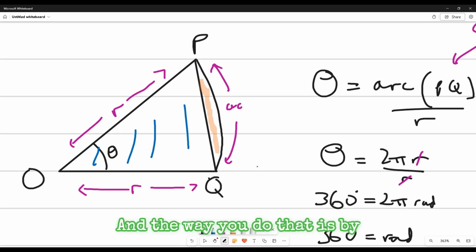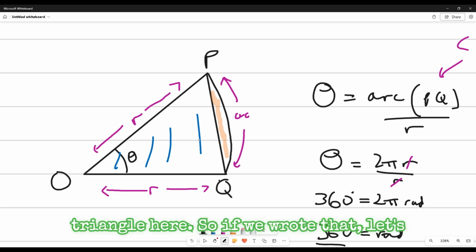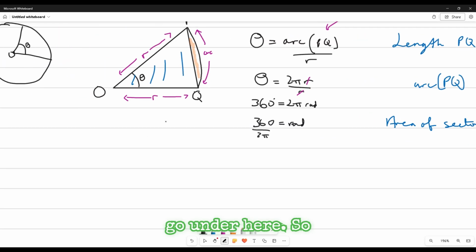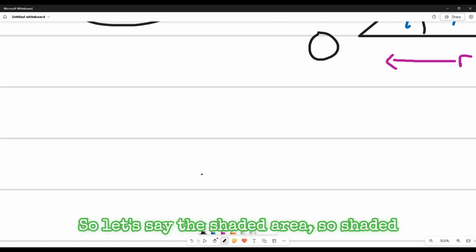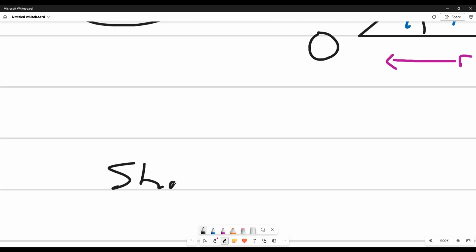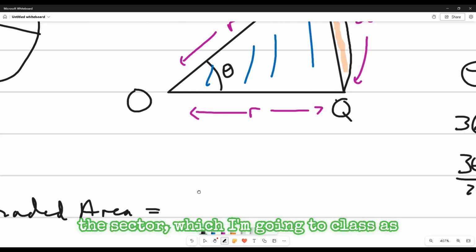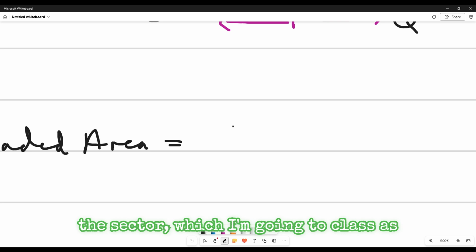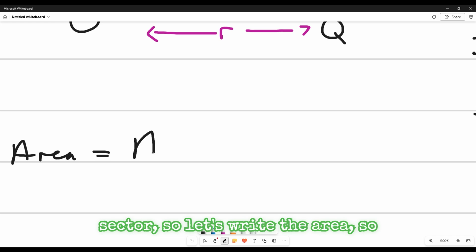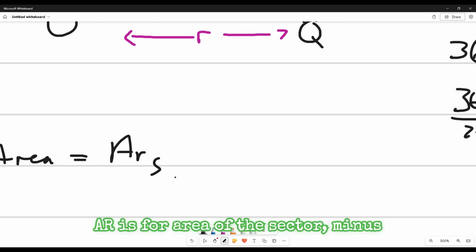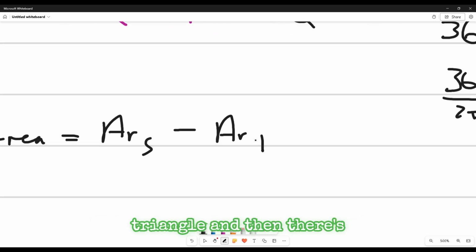And the way you do that is by doing the whole sector minus this triangle here. So if we wrote that, let's go under here. Let's say the shaded area is equal to the sector, which I'm going to class as S, just for sector. So the area of the sector, minus this triangle here. So the area of a triangle.